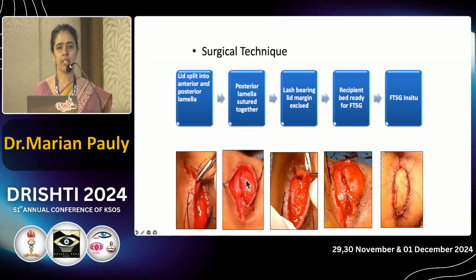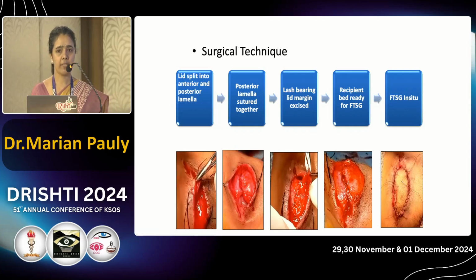Then the posterior lamella is sutured together. Sometimes you can close only the conjunctiva together. If there are some residual lashes, you can actually excise the lash-bearing area, create a wide defect like this, and cover it with a full thickness skin graft.